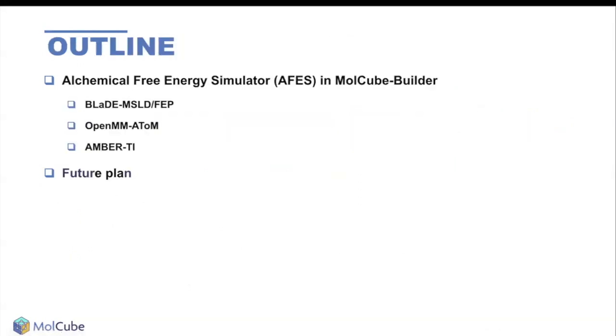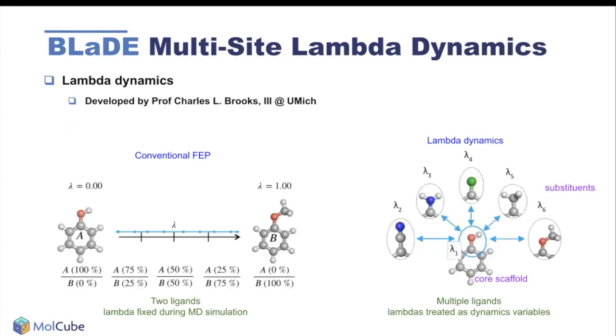Next, I will go over three alchemical free energy calculation methods supported in the AFES module. The first method is multi-site lambda dynamics, MSLD. Its original formulation is called lambda dynamics, which was developed by Professor Charlie Brooks at the University of Michigan. The difference between lambda dynamics and conventional FEP is the following.